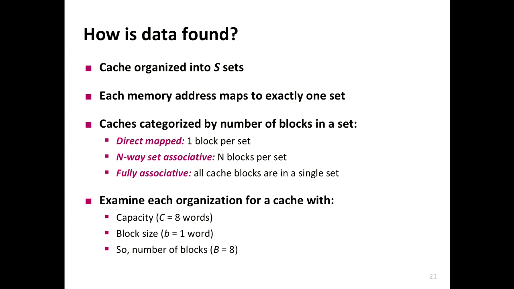There are different ways in which this mapping actually happens, like how the physical address gets translated into what set or what line of the cache you want to put it in. This is dependent on the cache architecture, if it's direct mapped, n-way associative, or fully associative. Okay. And we will examine exactly each of these different cache architectures with respect to a specific cache.